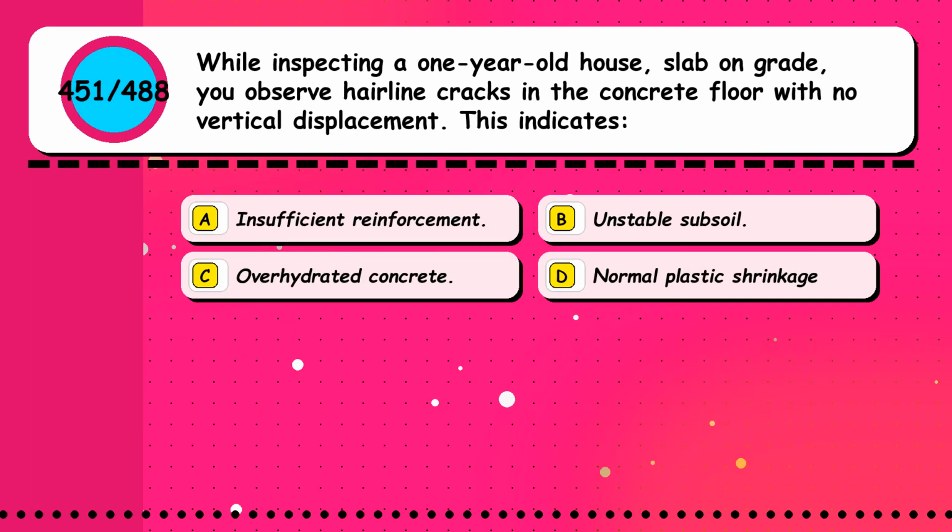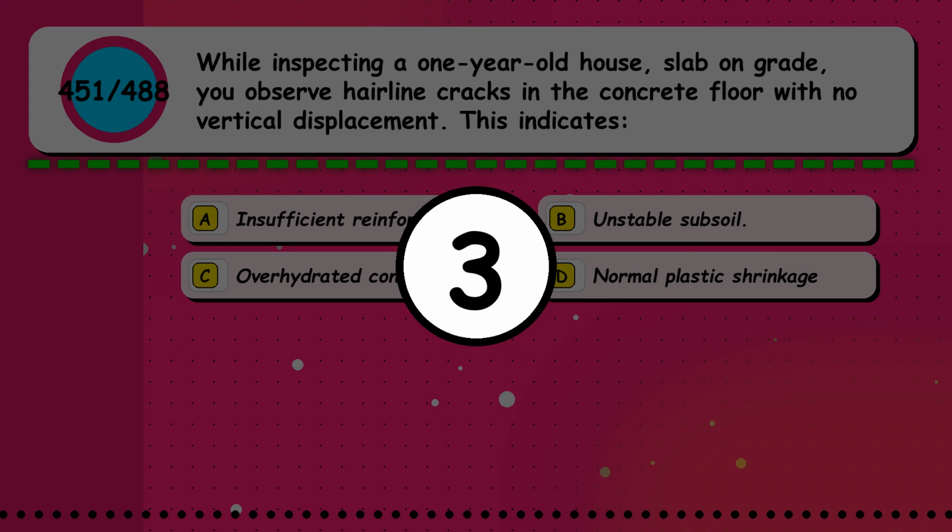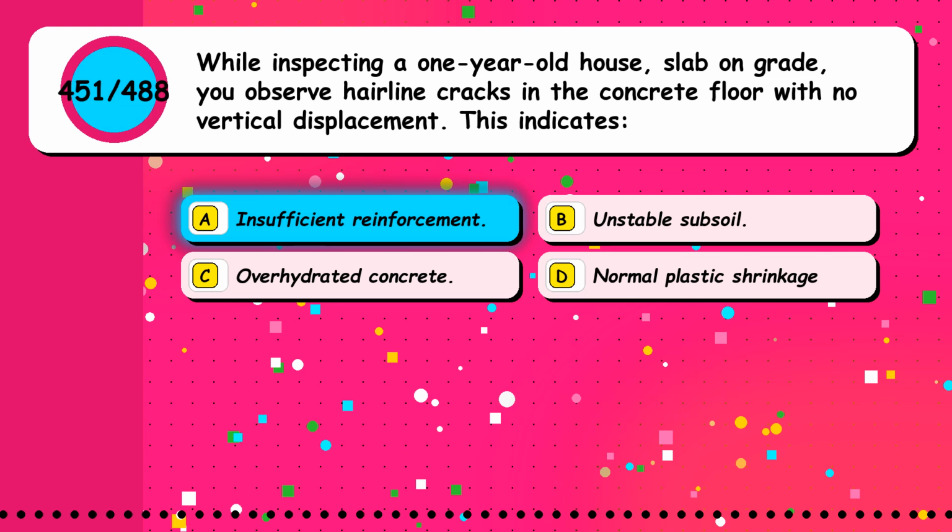Question 451. While inspecting a 1-year-old house, slab on grade, you observe hairline cracks in the concrete floor with no vertical displacement. This indicates: option A, insufficient reinforcement. Option B, unstable subsoil. Option C, overhydrated concrete. Option D, normal plastic shrinkage. The correct answer is option A, insufficient reinforcement.